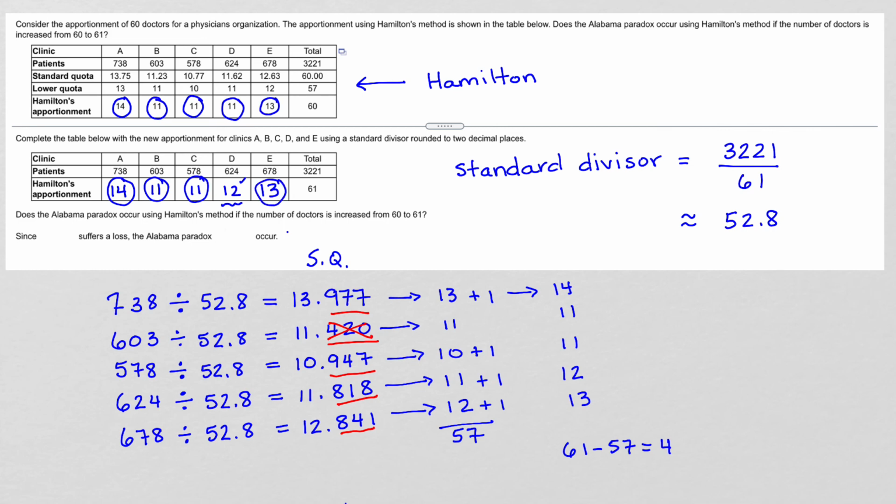So what I'm looking for is something like if E had 13 originally and then went to 12. Then we would say the Alabama paradox occurred. But since no clinic suffers a loss, then the Alabama paradox does not occur. And that's how you do that problem.